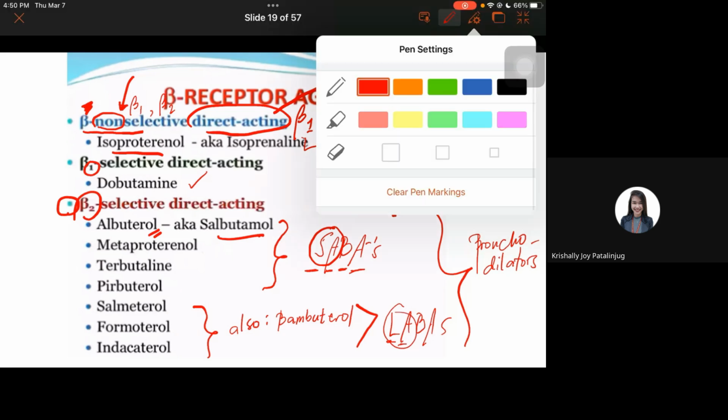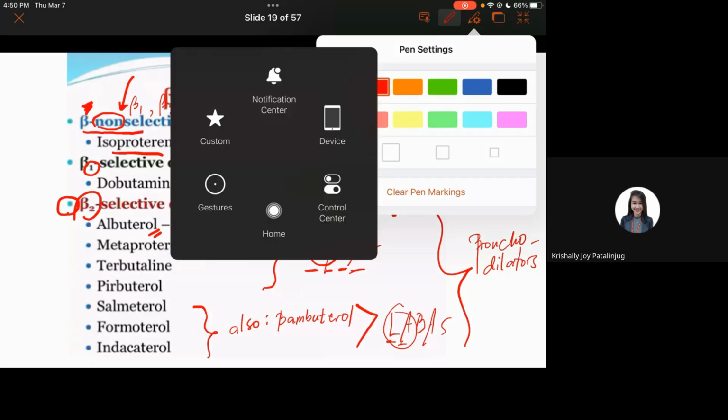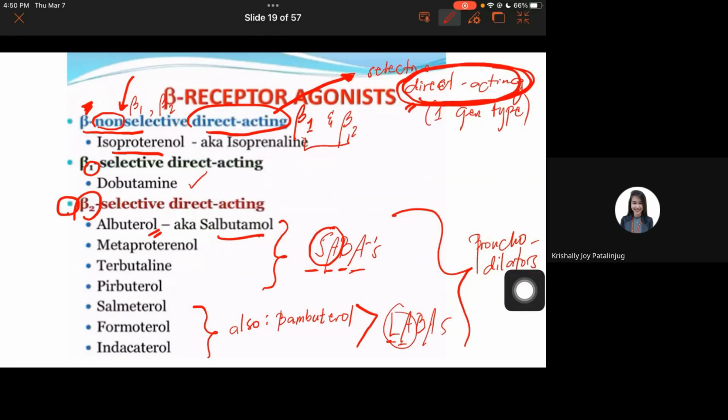Another, we also have beta 2 agonists na aside from their bronchodilating effect, meron din tayong beta 2 agonists na ginagamit as tocolytics. Yung mga tocolytics, they also fall under beta 2 receptor activation.